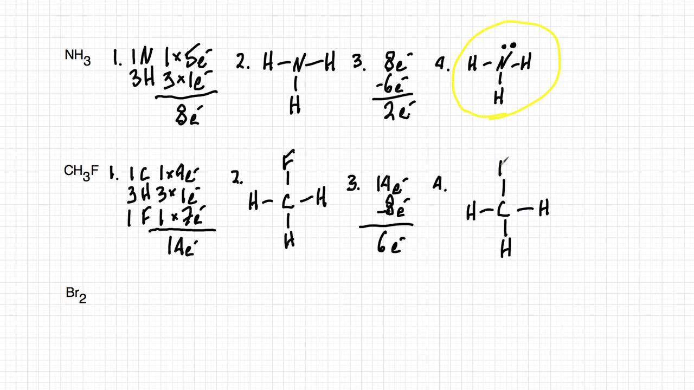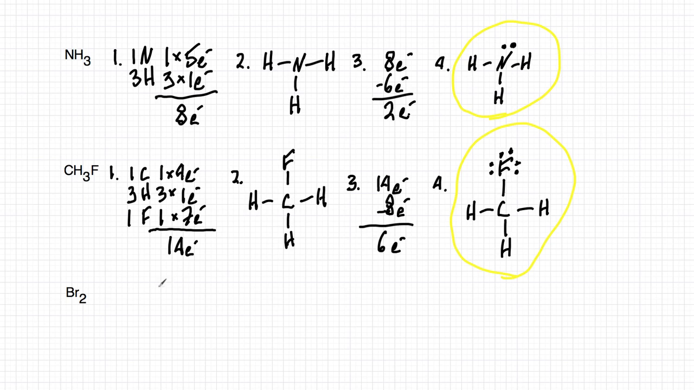And everyone's happy except for the fluorine. The carbon in the middle has a total of 8, and this fluorine only has 2, so he needs 6 total, 6 more to get 8 total. 2, 4, 6, and everyone's happy, and this is your final answer.